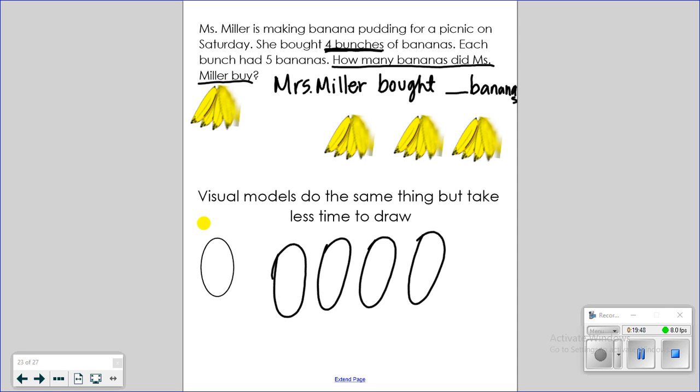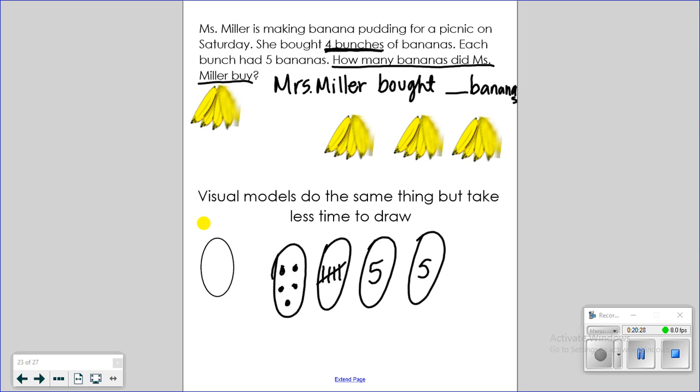How many bananas are inside each bunch? 5 dots. 1, 2, 3, 4, 5. I'm fine with dots. I'm fine with tally marks if you want to do this. 1, 2, 3, 4, 5. If you are comfortable writing the number, that is okay too. Any of these I am fine with.